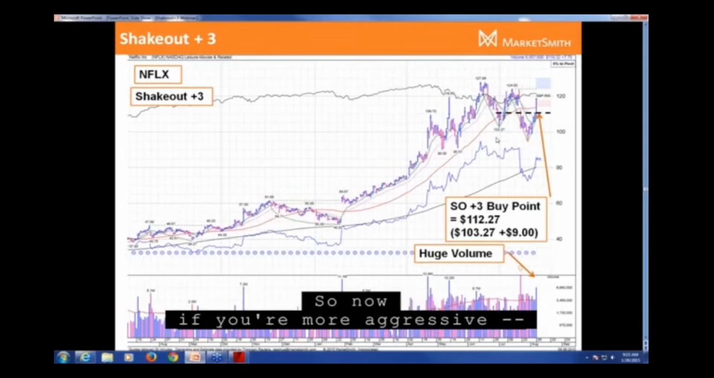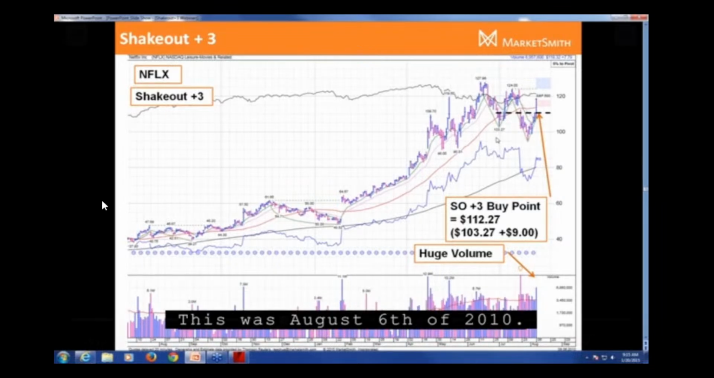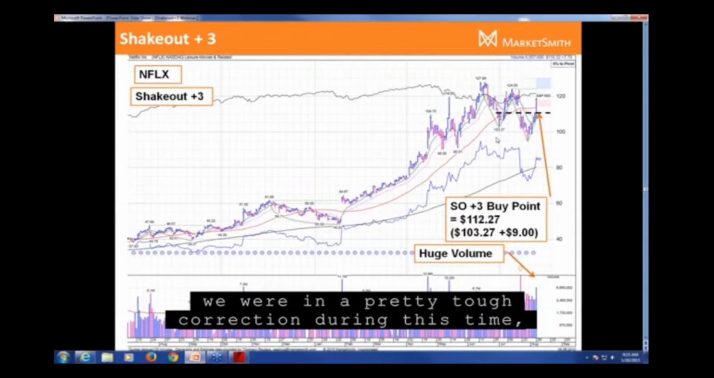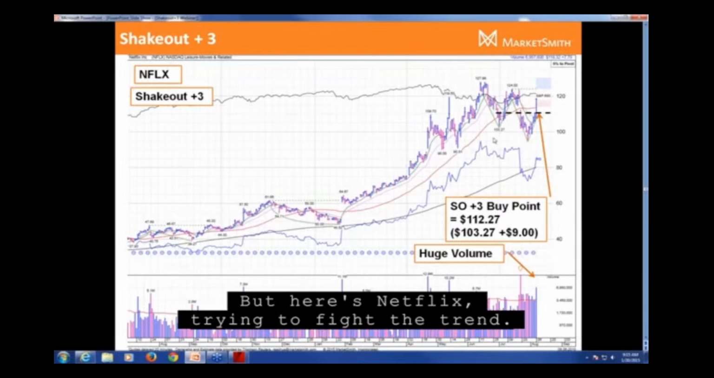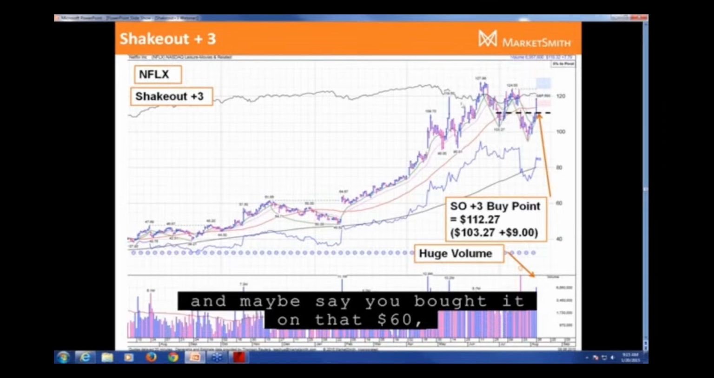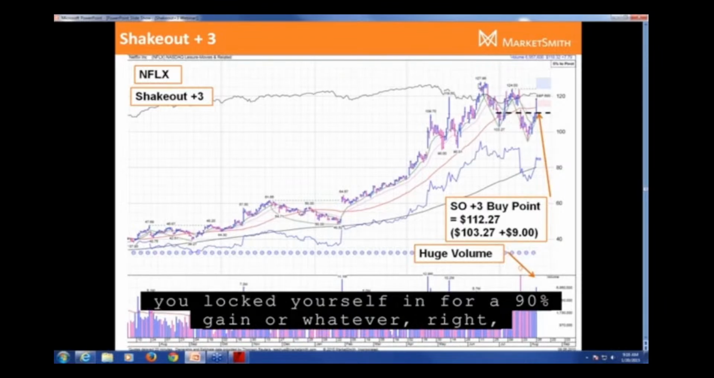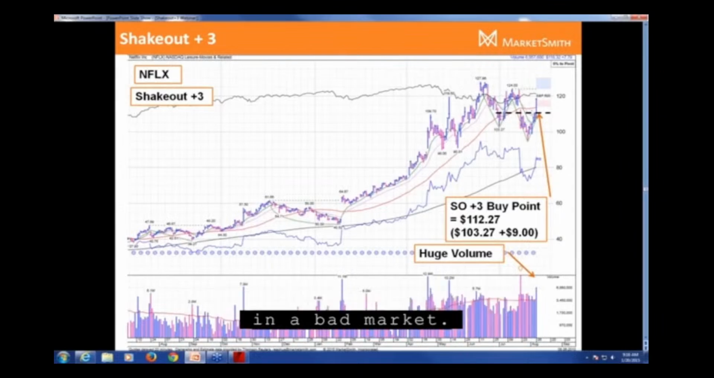Okay, so now if you're more aggressive, and really I think the only scenario, because what was going on at this point, this was August 6th of 2010. We were in a pretty tough correction during this time, and it was very dangerous. A lot of stocks were getting hit. But here's Netflix trying to fight the trend. Now if you were up huge on Netflix, and maybe say you bought it at that $60, you sold up around 120, you locked yourself in for a 90% gain or whatever, right? You have a good amount to play with here. Guess what? You've earned the right to probably play around with this shakeout plus 3 in a bad market.